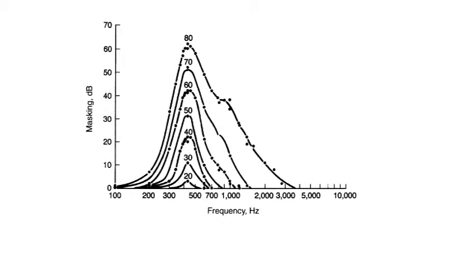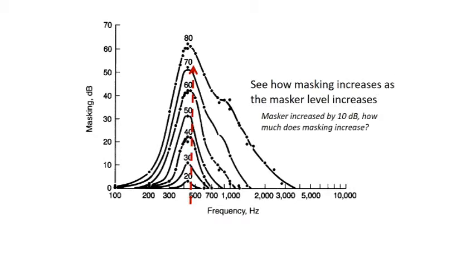Let's go back to slide 4. This is the masking pattern graph that we talked about before. Each of these curves represents a masking pattern or excitation pattern given a masker located right here, about 440 hertz in this figure. As we change the level of the masker from 20 dB SPL, 30 dB SPL, and so on, we have a bunch of different masking patterns.